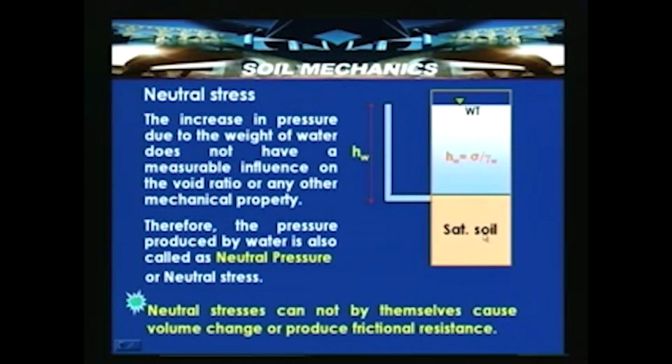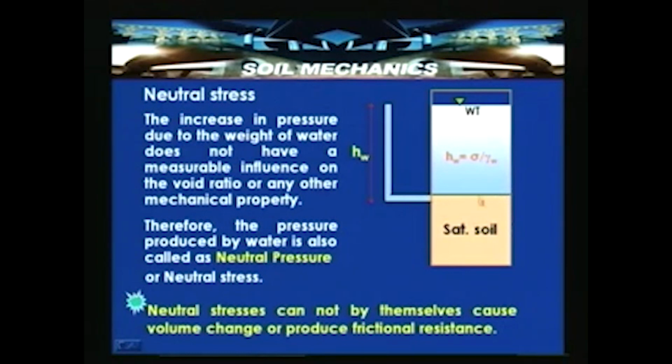So, let us consider here, suppose I consider the same soil, but it is saturated, and then the height of the water level is maintained in such a way that HW is equal to sigma by gamma W. If I do this, then the increase in pressure due to the weight of water does not have a measurable influence on the void ratio or any other mechanical property. Therefore, the pressure produced by the water is also called neutral pressure or neutral stress.